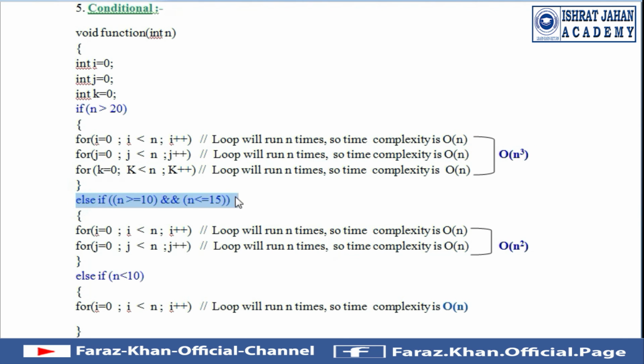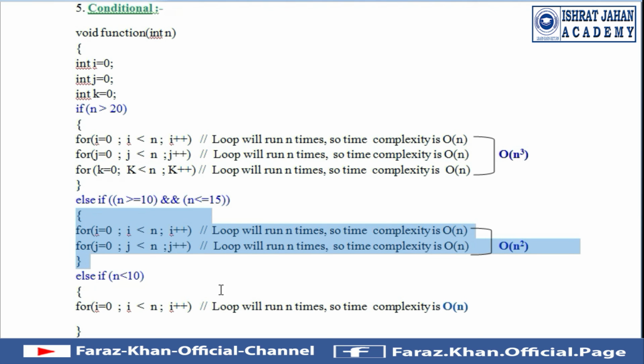Else if n is greater or equal to 10, it's a relational operator. It's a logical operator and it is also a relational operator. So else if n is greater or equal to 10 and n is less or equal to 15, this body will execute. The complexity of the above loop is O(n). The complexity of the second loop is also O(n). So according to the rule, whenever we multiply the complexity, it will become O(n square).